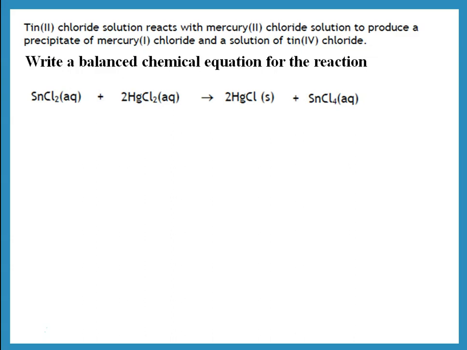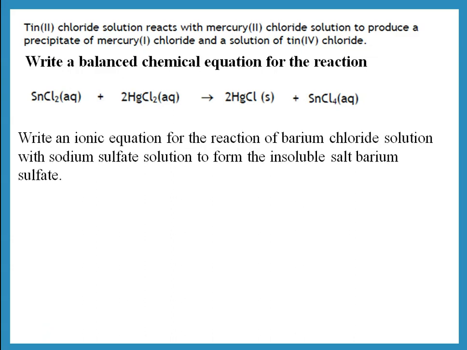Remember, any chemical equation, any symbol equation, has to be balanced. The next question says, write an ionic equation for the reaction of barium chloride with sodium sulfate to form the insoluble salt barium sulfate. Remember that the fact that he says to form the insoluble salt barium sulfate doesn't necessarily mean that that's the only product. You have to think about what the products are.